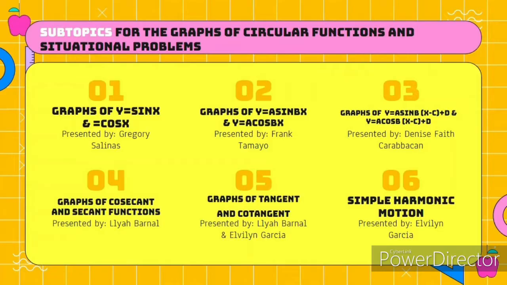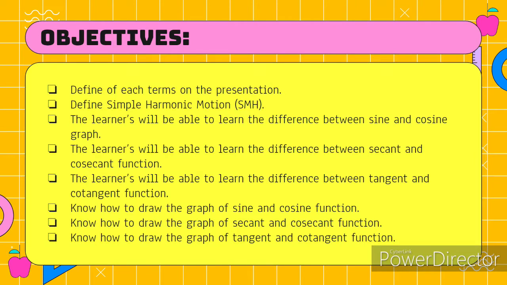This video will discuss the 6 subtopics for the graphs of circular functions and situational problems. The objectives for this video lesson are: define each of the terms on the presentation, define simple harmonic motion. The learners will be able to learn the difference between sine and cosine graph. The learners will be able to learn the difference between secant and cosecant function. The learners will be able to learn the difference between tangent and cotangent function, know how to draw the graph of sine and cosine function, know how to draw the graph of secant and cosecant function, and lastly, know how to draw the graph of tangent and cotangent function.